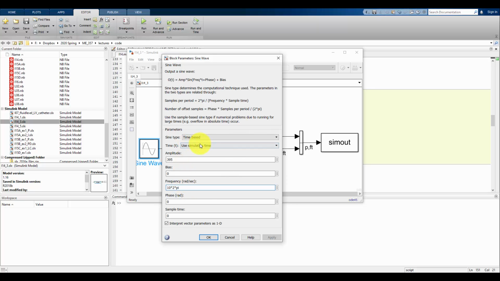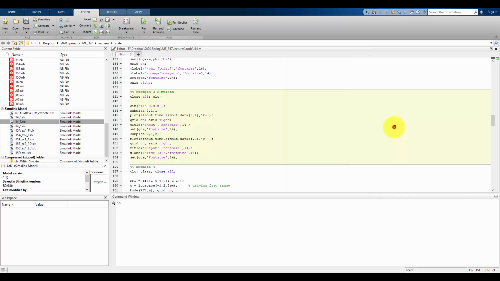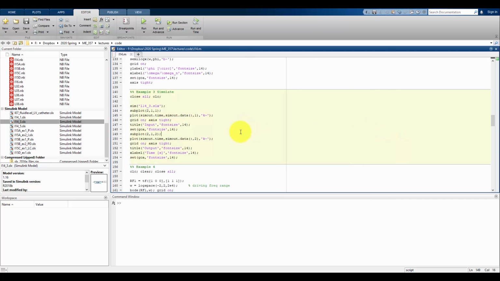And that is going to be our input. So that goes into our transfer function, comes out as ft. That goes into this vector concatenation, which is then going to go into MATLAB, and we can see what the results are. Right, so in this sim out, we're going to see the input function p and the output function ft after the simulation. Right, so this little piece of code, I'm going to run the simulation.